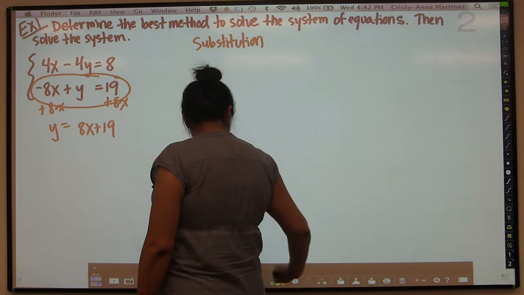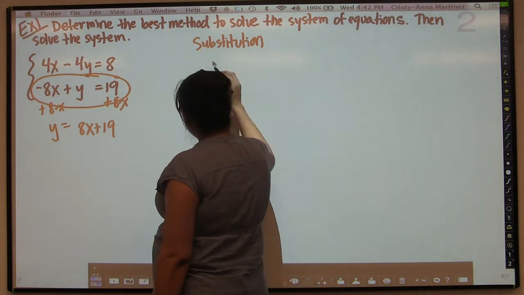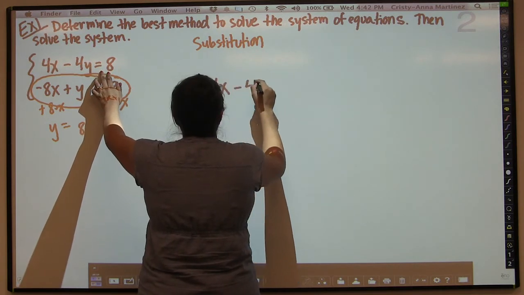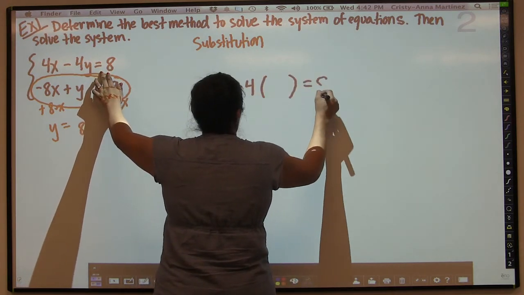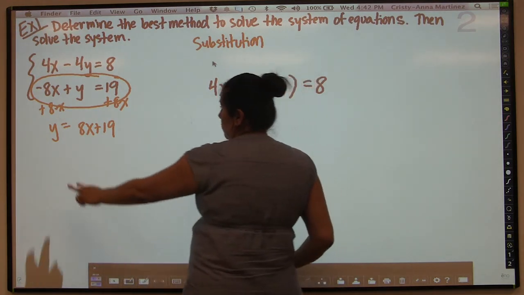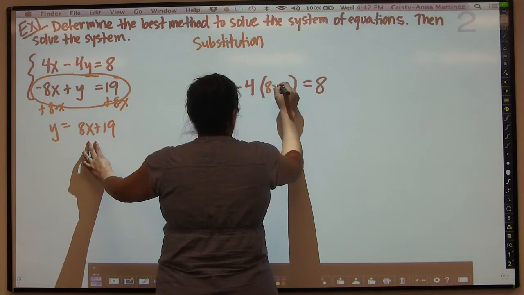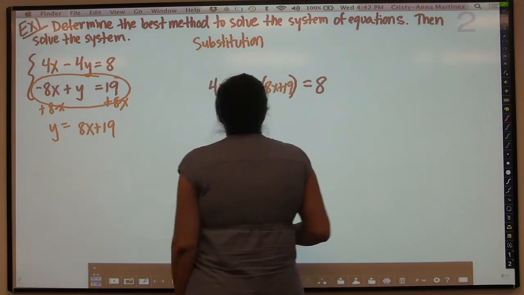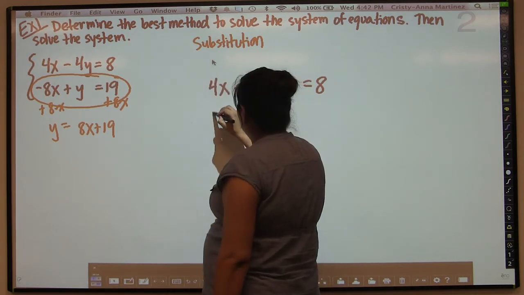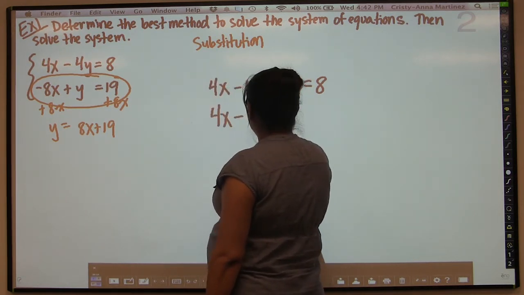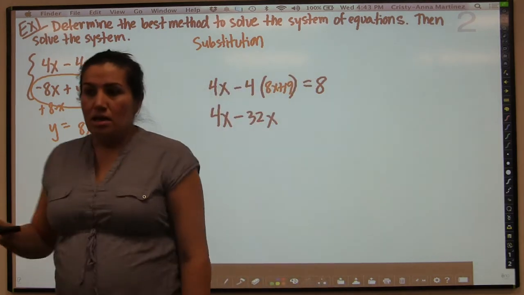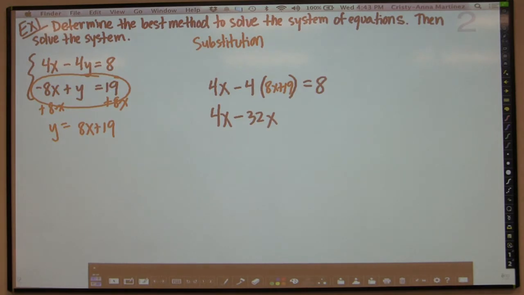And then with substitution, we take the other original equation, the 4x minus 4y equals 8, and we're going to replace the y variable with what we just determined y is, 8x plus 19. And that's pretty much all we're going to do. Now we're just going to do some algebra to solve for the variable. So 4x minus 4 times 8x will be 32x, and -4 times positive 19.